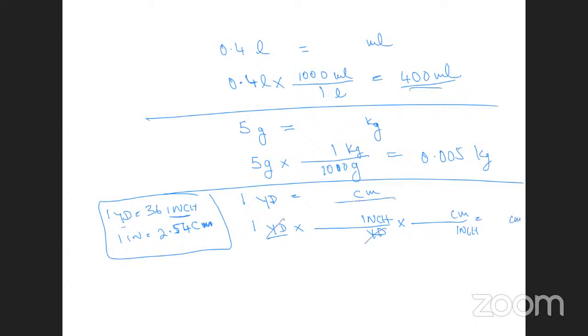So yard to yard cancel. But what is the ratio? 1 yard is 36 inches. Then 1 inch is 2.54 centimeters. So all you do is multiply these. Let's see what you get. 91.44 centimeters. This is a classic example where you cannot directly get centimeters because I gave you only these conversions. So this is how you apply it. Inch to inch you cancel, and ultimately you get centimeters.